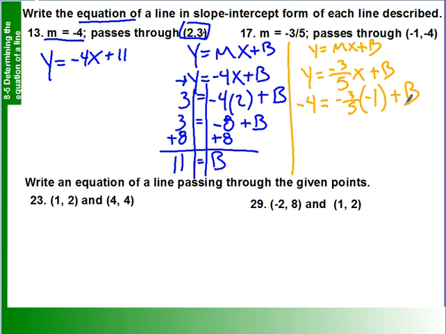So what is negative 1 times negative 3/5? It's 3/5. Why is it not negative? Because it's negative times negative, and a negative times a negative is a positive. Perfect. And so then we have plus b. So what are we going to do to both sides of the equation to get the b all by itself? Let's subtract 3/5. So when I subtract 3/5 from both sides, what do I end up with on the left side? Negative 4 and 3/5 is equal to b.